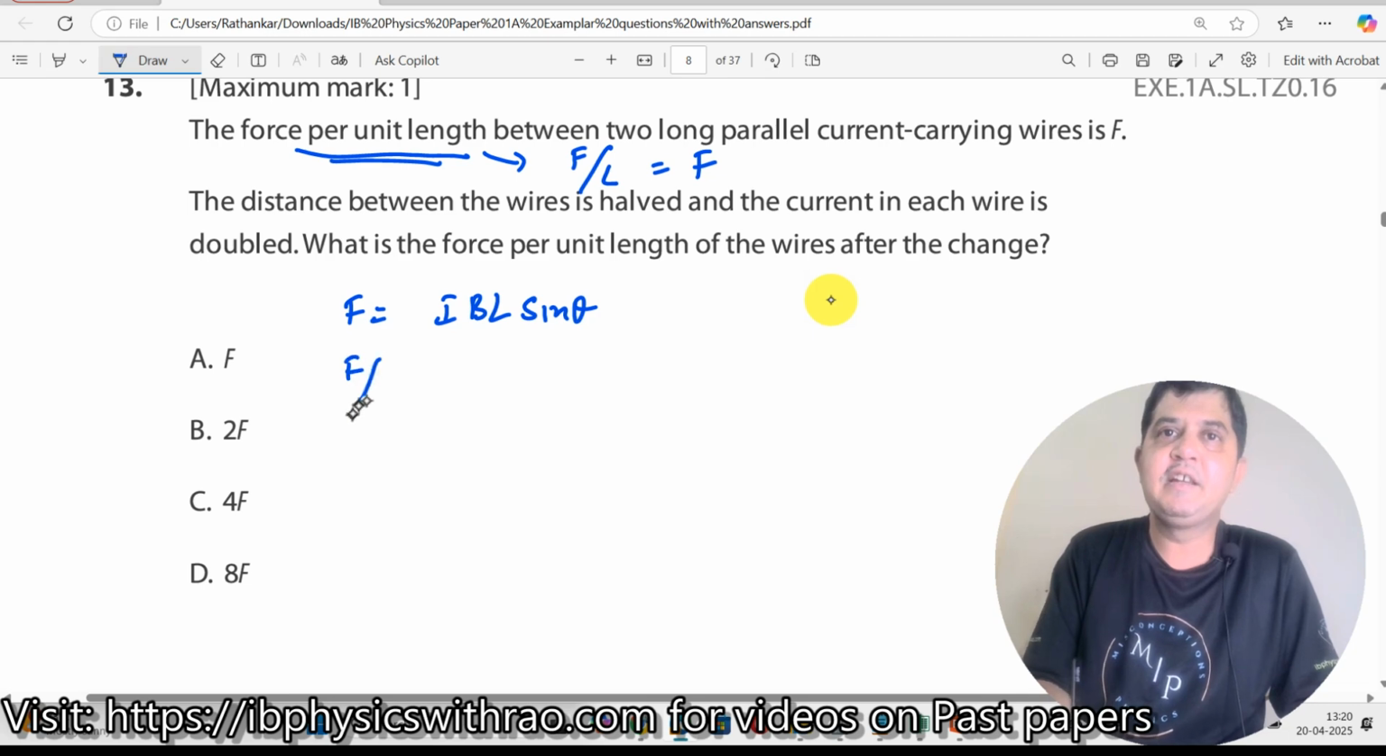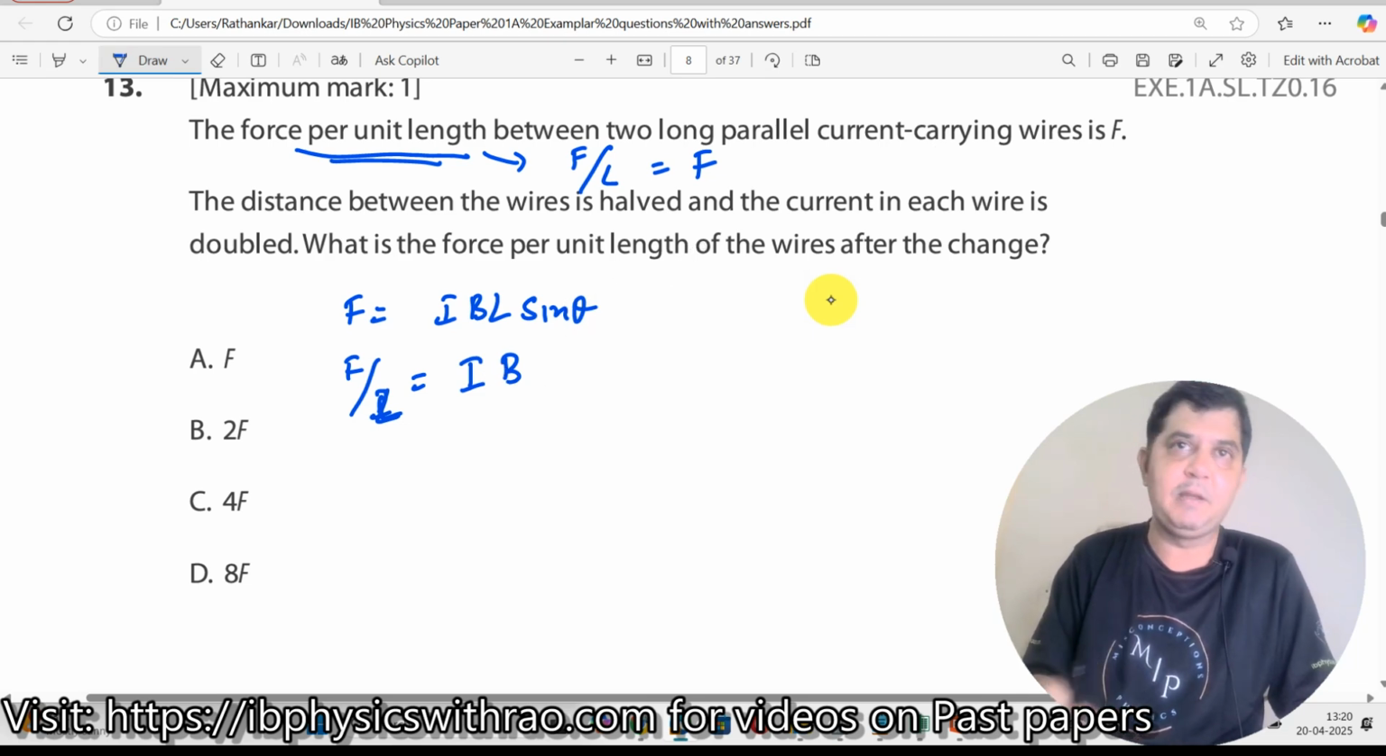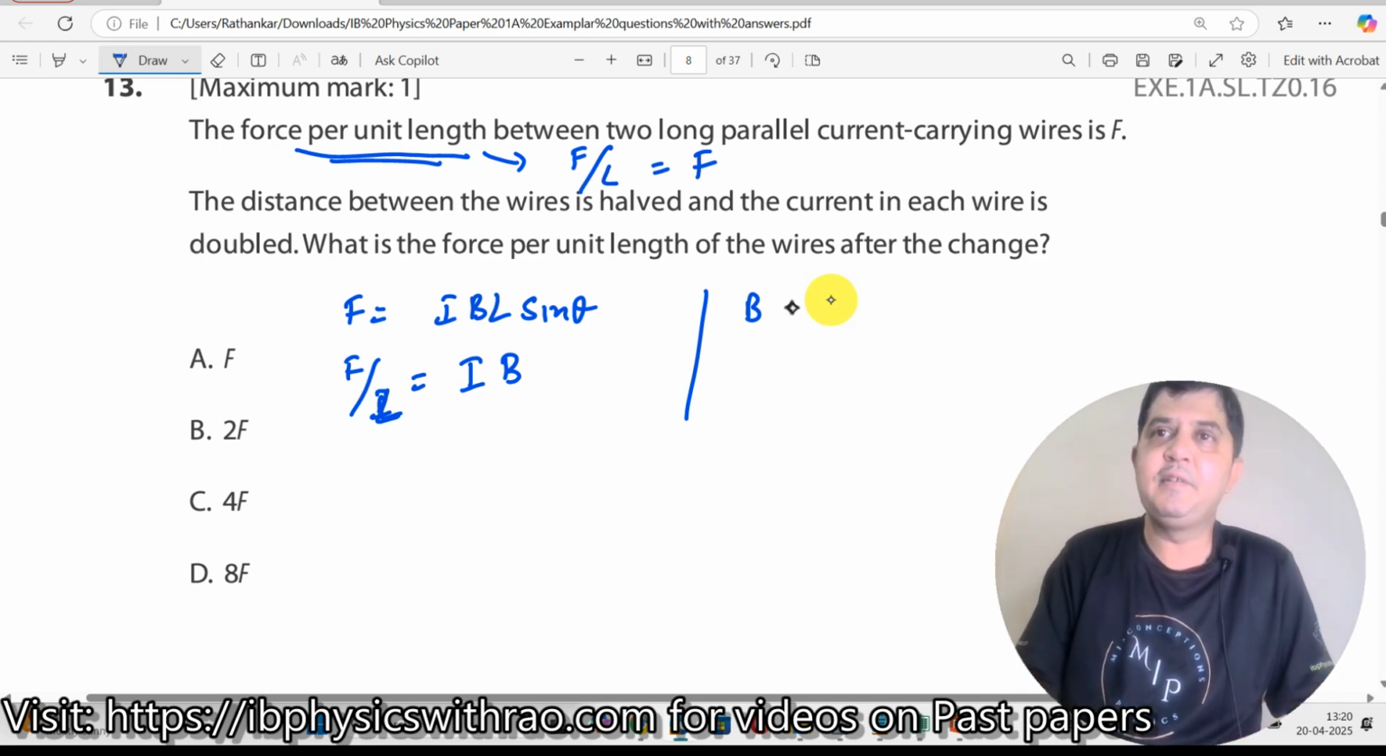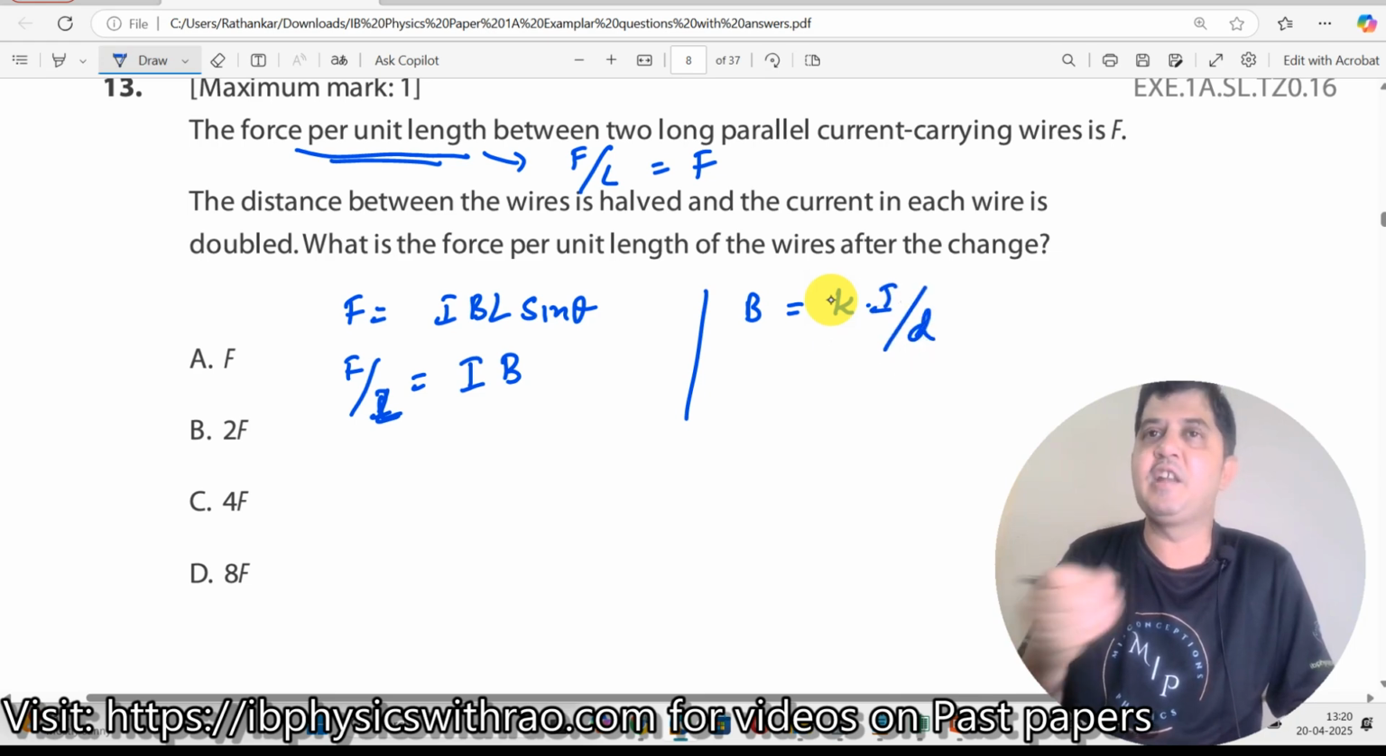If I write F by L, the force per unit length, it is equal to I B sin theta. It says two parallel long current carrying wires, so the angle should be 90, so it is I into B. The distance between the wires is halved, and the current in each wire is doubled. We also know the magnetic field between two current carrying conductors is some constant times I divided by d, which we already know.